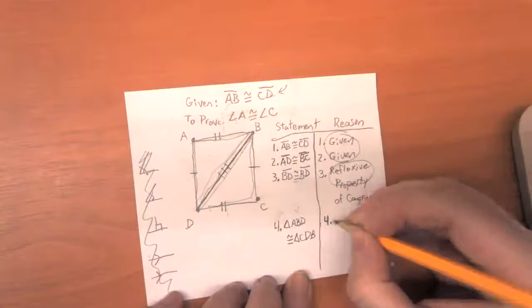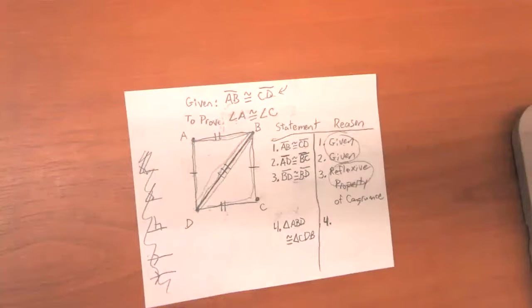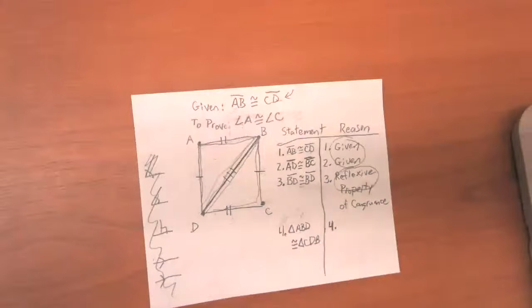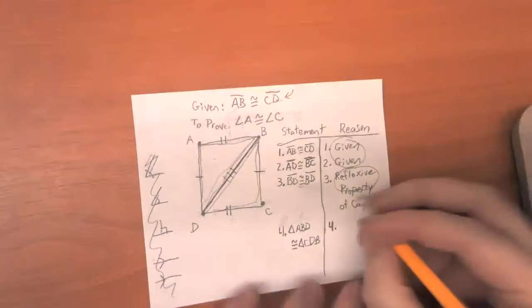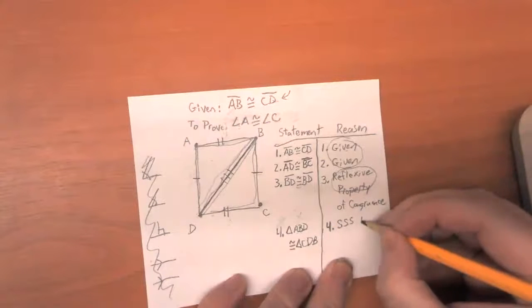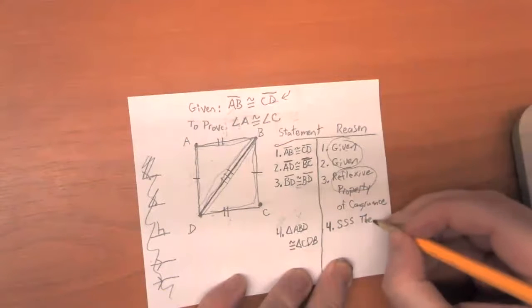And based on the IXLs we've done before, what's our reason for that statement going to be? Well, we've got the 2 triangles that they're made up of. Each one of them has a 1-tick side, a 2-tick side, and a 3-tick side. So the 3 pairs of sides are congruent to each other. So we can say the SSS theorem, or just SSS.